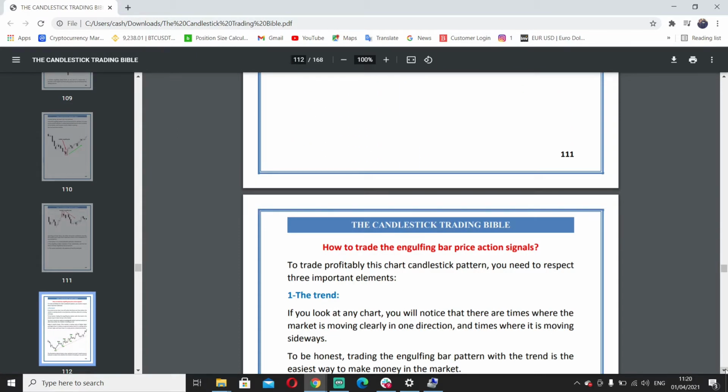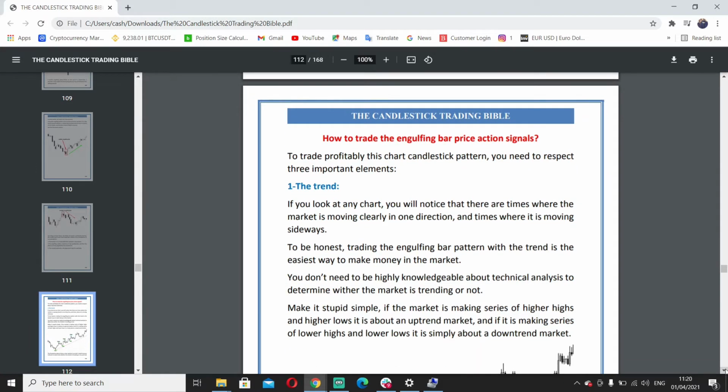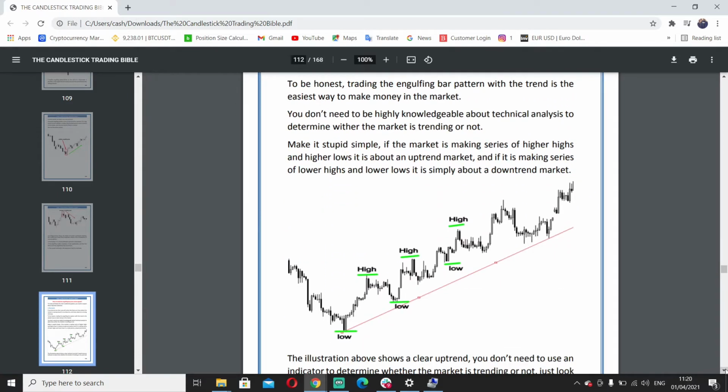How to trade the engulfing bar price action signals. To trade this candlestick pattern profitably, you need to respect 3 important elements. Number 1, the trend. If you look at any chart, you'll notice that there are times where the market is moving clearly in one direction, and times where it is moving sideways. To be honest, trading the engulfing bar pattern with the trend is the easiest way to make money in the market. You don't need to be highly knowledgeable about technical analysis to determine whether the market is trending or not. Keep it simple. If the market is making a series of higher highs and higher lows, it is in an uptrend. And if it's making a series of lower highs and lower lows, it's simply a downtrend. Nothing more, nothing less, nothing complicated.